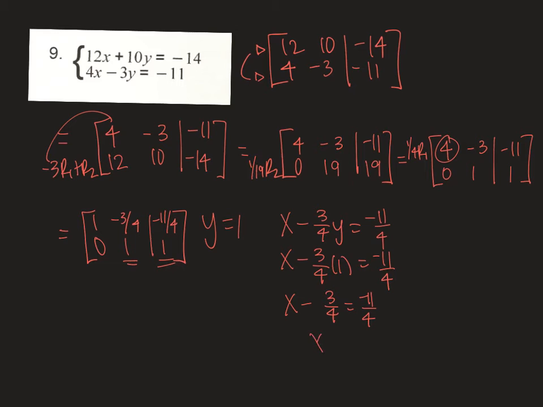I'm going to add my 3/4 over. -11/4 plus 3/4 is going to be -8/4. -8 over 4 just simplifies down to -2. And as always, final answer as our ordered pair. So -2, 1.